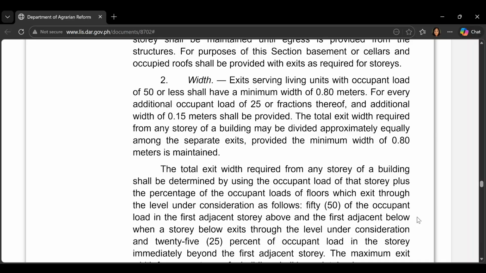2. Width. Exits serving living units with an occupant load of 50 or less shall have a minimum width of 0.8 meters. For every additional occupant load of 25 or fractions thereof, an additional width of 0.15 meters shall be provided. The total exit width required from any story of a building may be divided approximately equally among the separate exits, provided the minimum width of 0.8 meters is maintained.